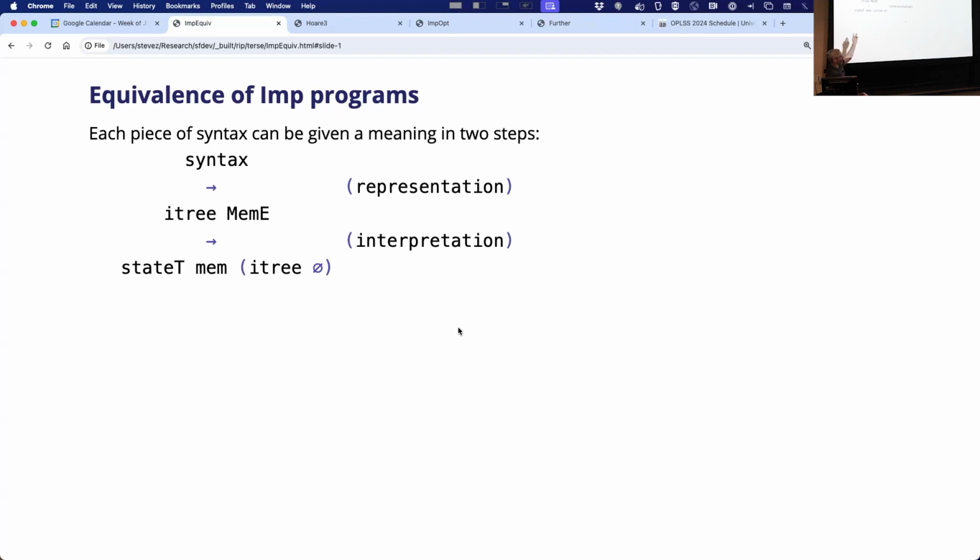And so we've seen how to do this yesterday for IMP, where we started with a concrete algebraic data type for the abstract syntax, and interpreted that into a representation as I-trees, which in some sense factors out the control flow, but leaves these memory events. And then we can install a memory event handler to implement those read and write events. And that will yield computations in this state transformer monad, where we have functions from memories to potentially diverging computations that produce memories as a result.